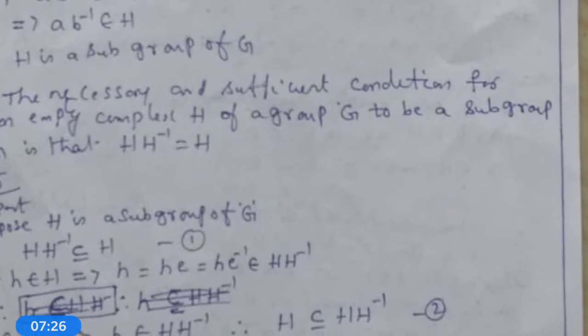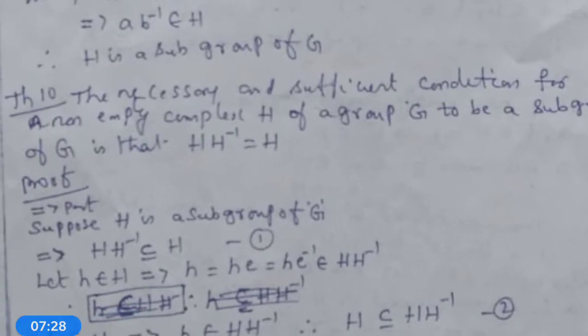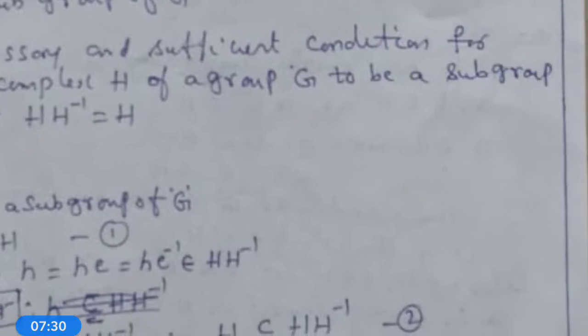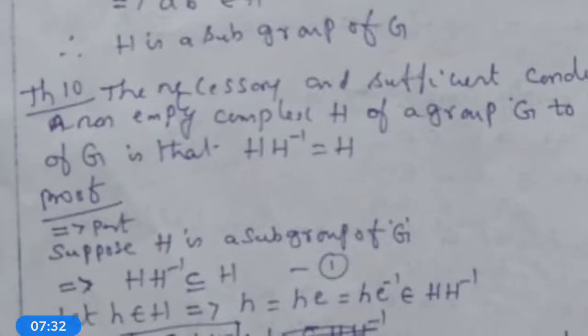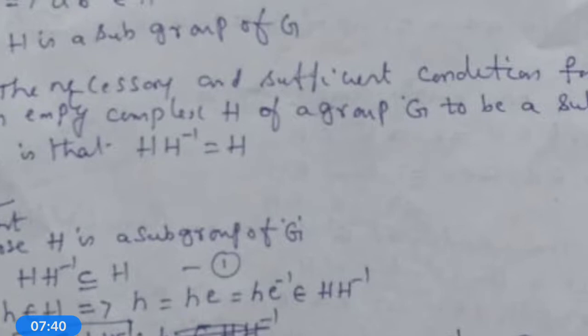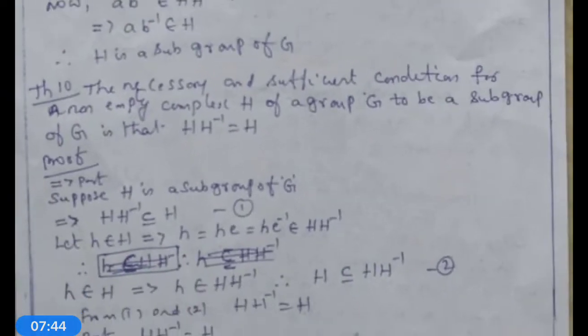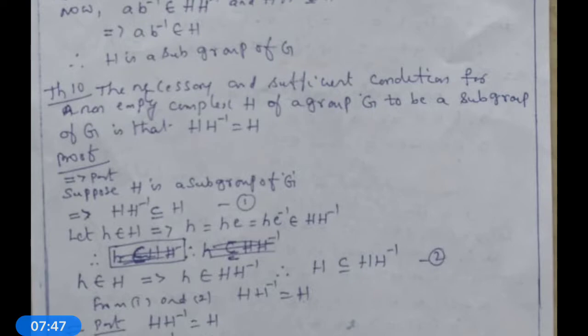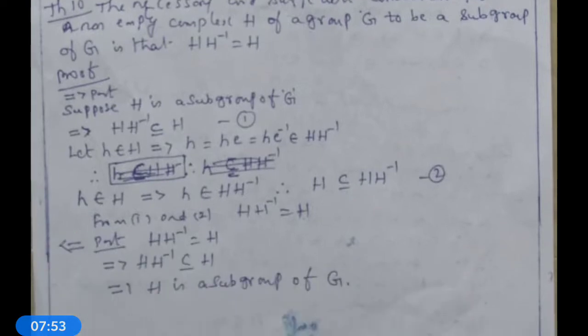The necessary and sufficient condition for a non-empty complex H of a group G to be a subgroup of G is that H H inverse is equal to H. Once again, the statement of the theorem: the necessary and sufficient condition for a non-empty complex H of a group G to be a subgroup of G is that H H inverse is equal to H.